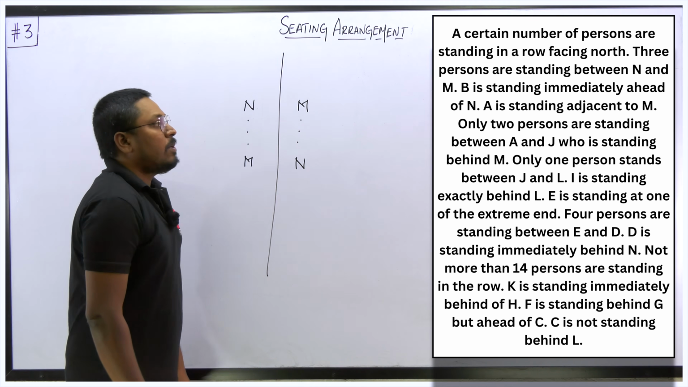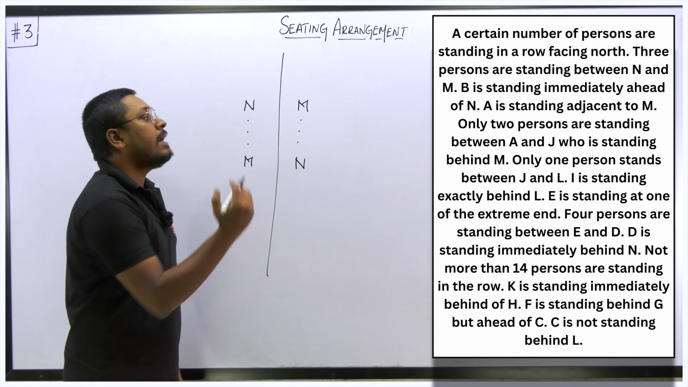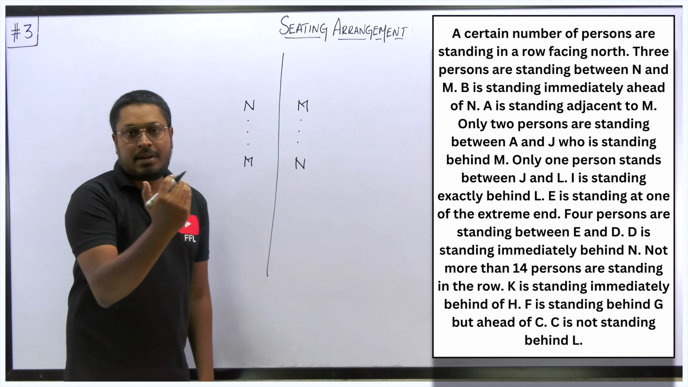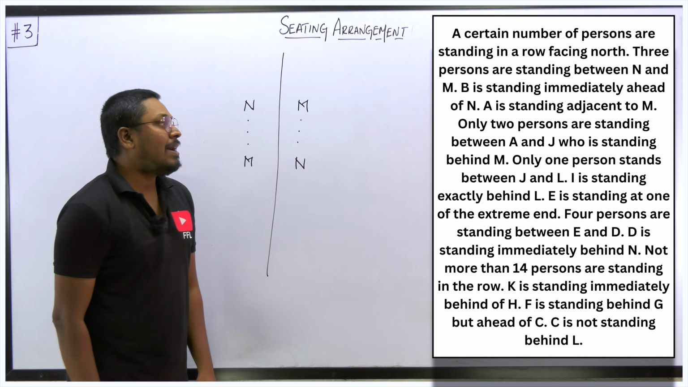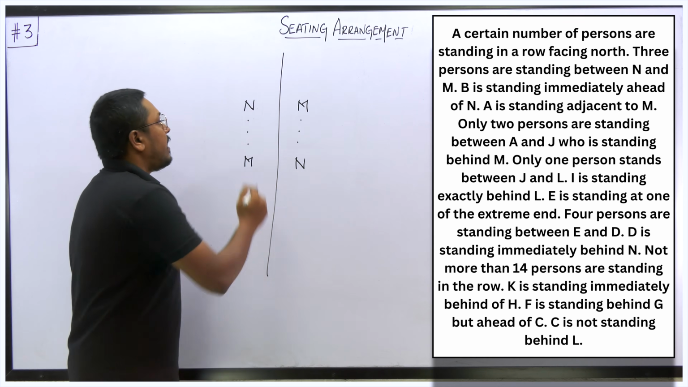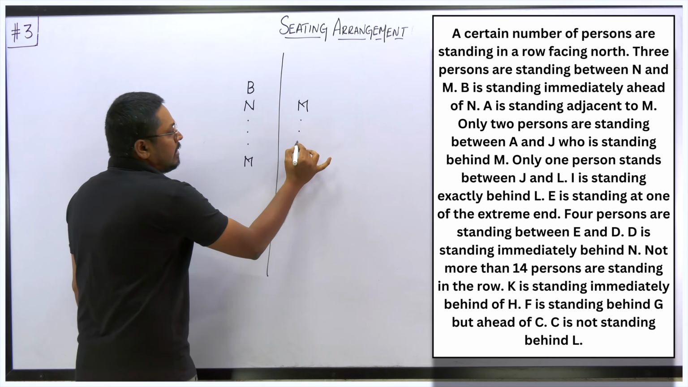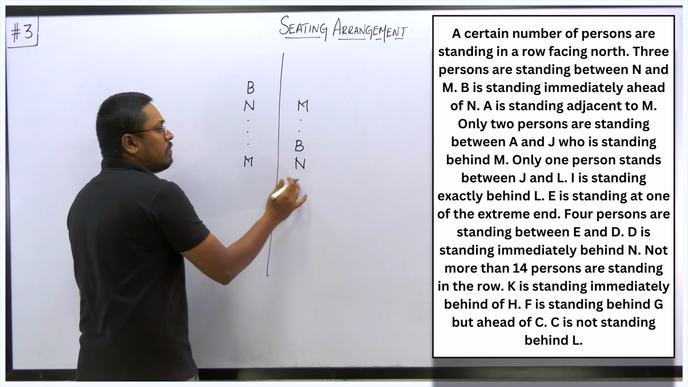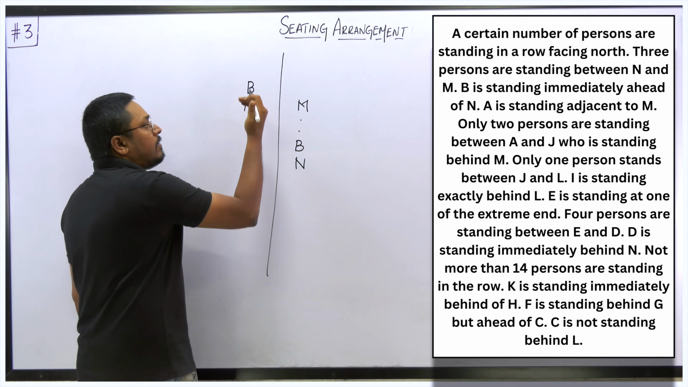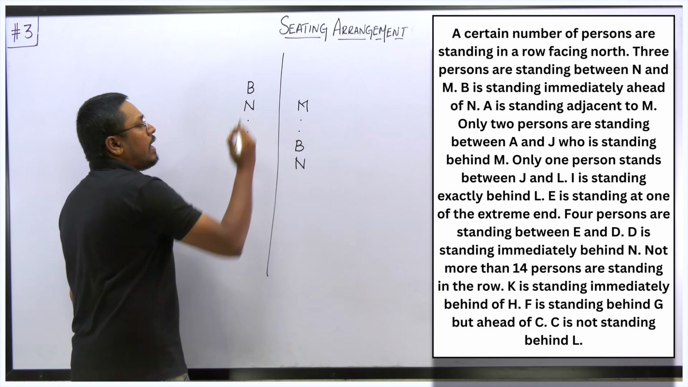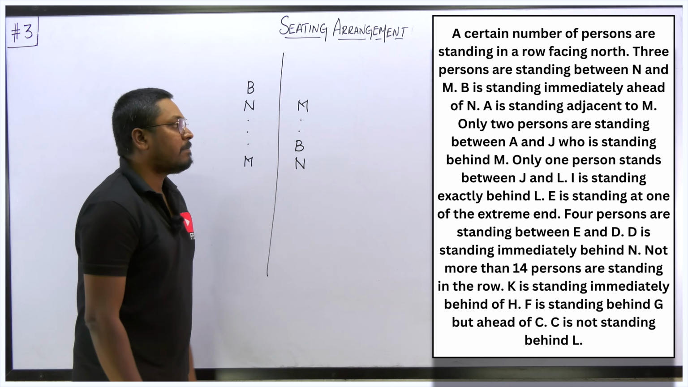So next, B is standing immediately ahead of N. Ahead will be before. So immediately before N, B is standing, right? So N before. So this will be the place for B, and similarly this will be the place for B, in the 2 possible diagrams. So ahead will be before, right? So immediately before N is where the person B is standing.